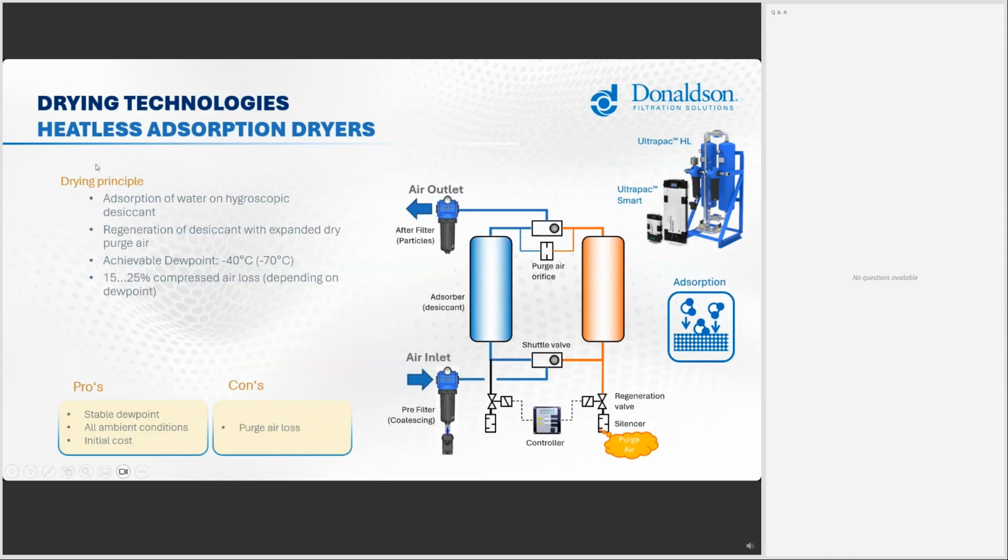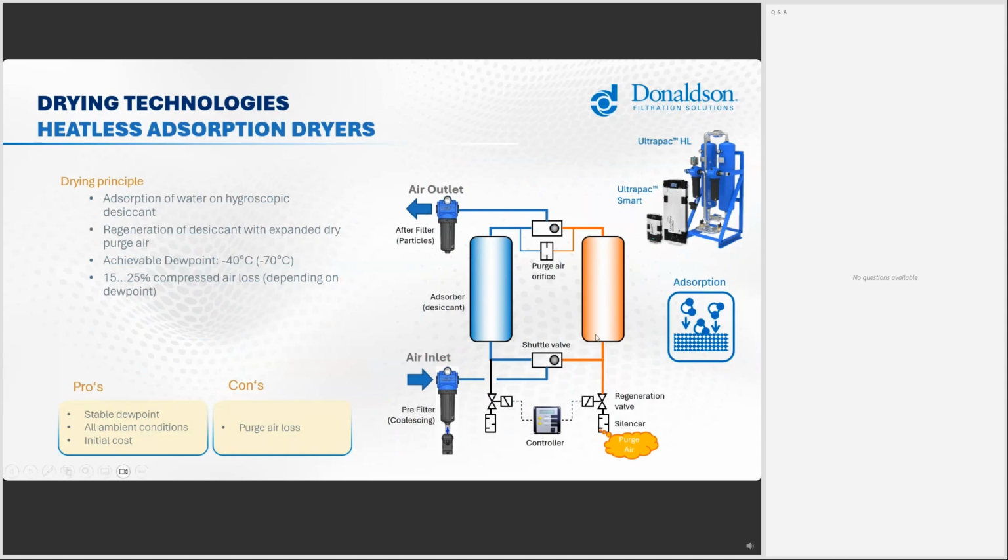The first one, mainly used for smaller and medium-sized applications, are heatless adsorption dryers. They work on the principle of adsorbing water vapor, or water molecules, on a hygroscopic desiccant. This is filled in two pressure vessels, while one pressure vessel is drying the compressed air. In the other vessel, the saturated desiccant, because that can also pick up only a certain amount of humidity and water, needs to be regenerated.